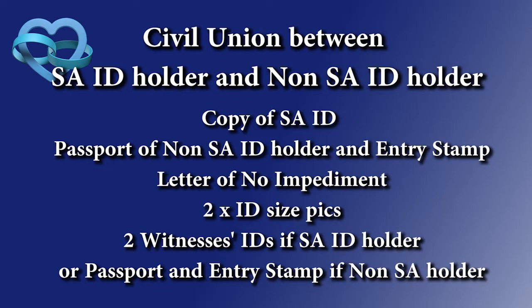So guys, just in recap, if you are South African marrying a non-South African in South Africa, it would be a copy of the SA ID book certified. It would be the passport of the non-South African citizen or the non-South African ID holder, and that person would have to have the page with their photograph as well as the entry stamp. It would also need a letter of no impediment, 2 ID size photographs, and then 2 witnesses that are going to sign the register. That would be copies of the passport holder if it's a non-South African, and the entry stamp, or the South African ID document.